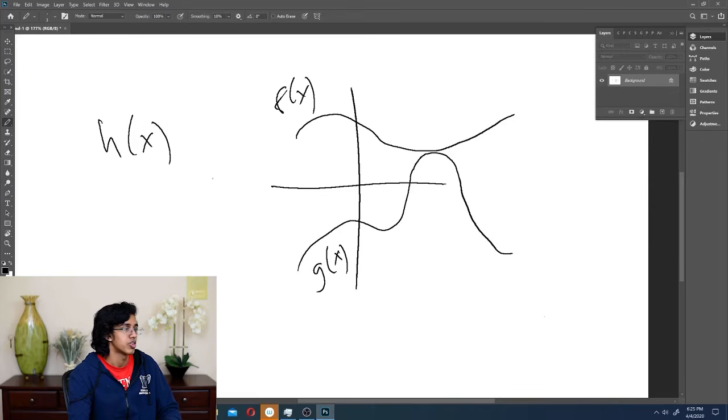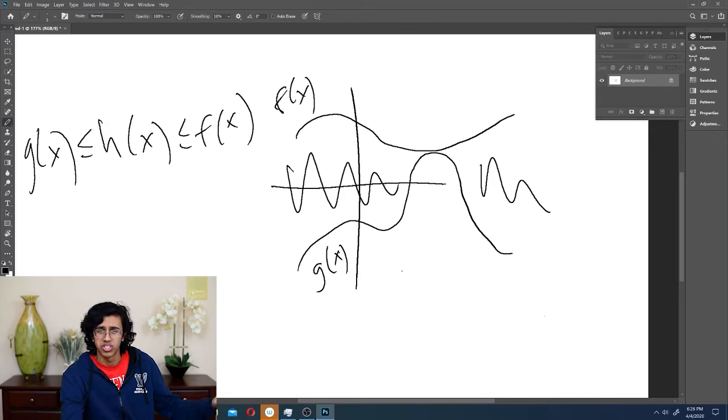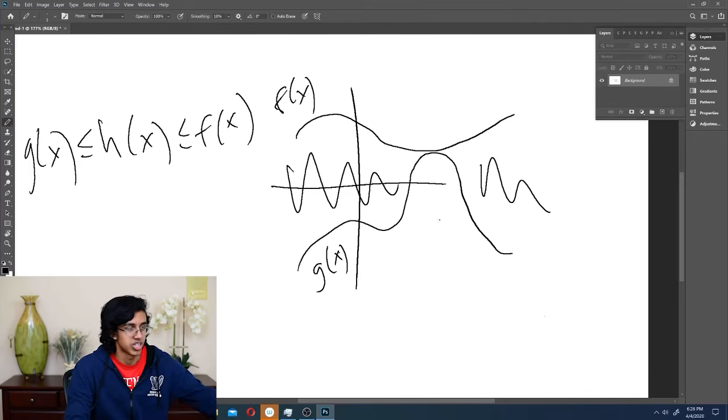And let us say that we know that h of x is less than or equal to f of x, but it's also greater than or equal to g of x. Then we know that it has to fit somewhere in between here, right? Because if it was over here, it'd be greater than f of x. If it was over here, it'd be less than g of x. God dang it, this function needs to be a sandwich.